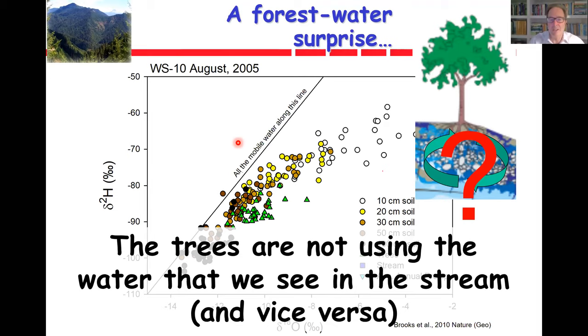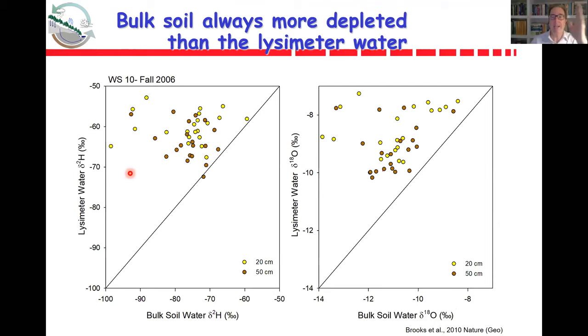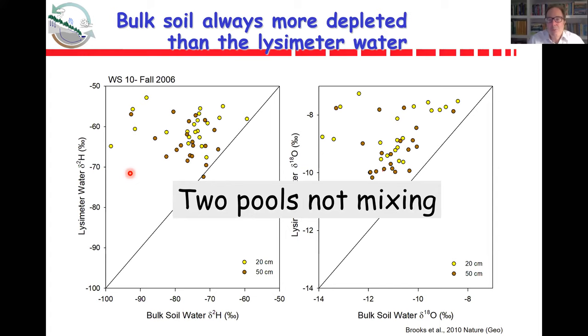And if we plot the lysimeter water on the y-axis with that extracted water on the x-axis using this cryogenic extraction technique, almost never do these two pools of water mix. So this is saying that the mobile water, the easy to move water, seems to be not blending or mixing or interacting with the cryogenically extracted water. And this cryogenically extracted water is always more isotopically depleted, as we might say. I'll talk more about this in a minute.